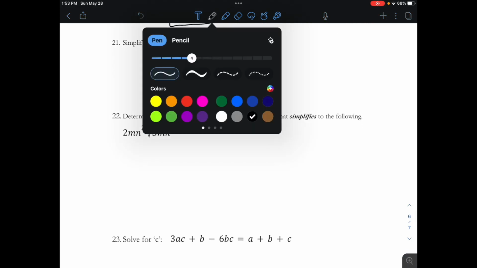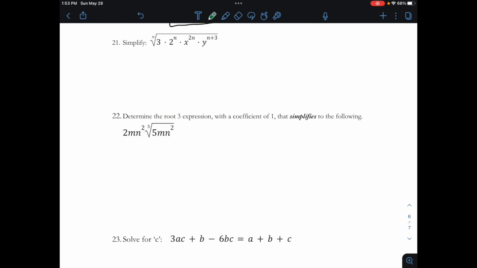Okay. Next example, we want the nth root of 3 times 2 to the n times x to 2n times y to the n plus 3. So you could think about this a number of ways. If we think about it more algebraically, we have this times 2 to the n times x squared to the n times y to the n times y cubed.